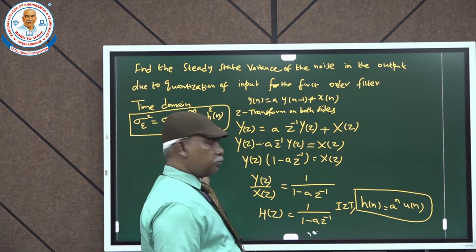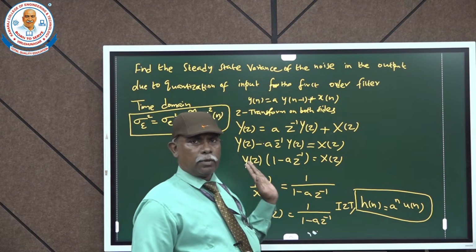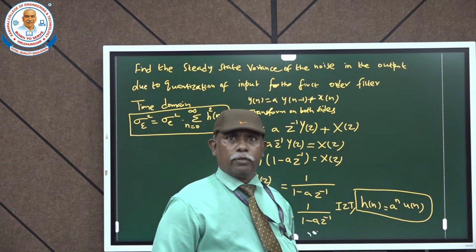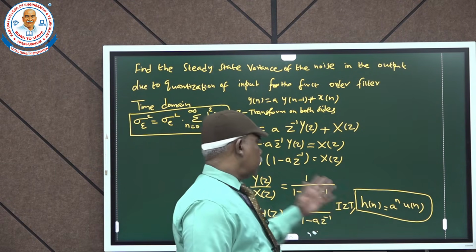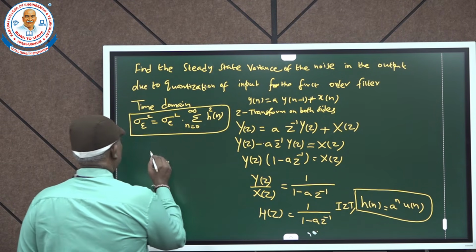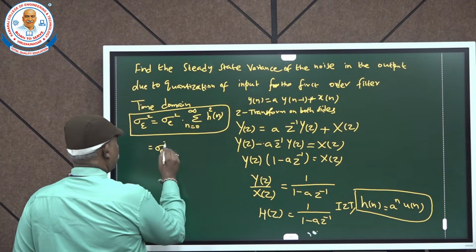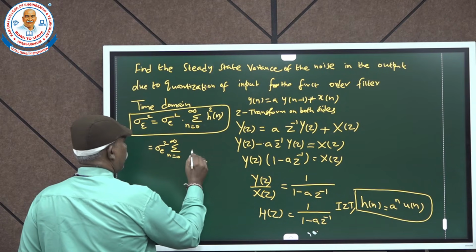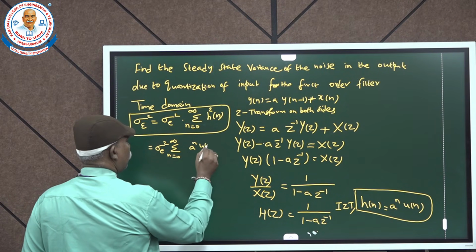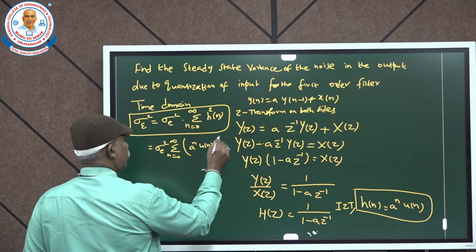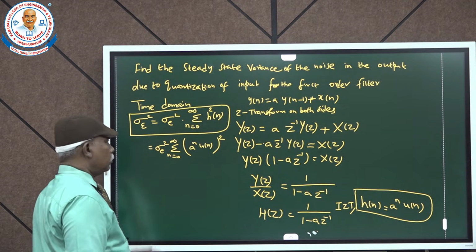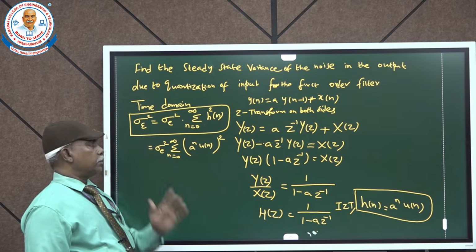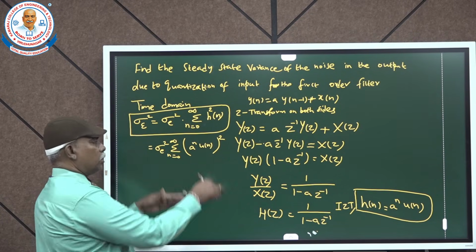Now, I just substitute this into the formula. The formula is sigma e square into summation n is equal to 0 to infinity h square of n. Now, I substitute this h of n into here. So, sigma e square summation n is equal to 0 to infinity, a power n into u of n whole square. So, a power n into u of n is h of n, squared, or in some books it is the modulus.